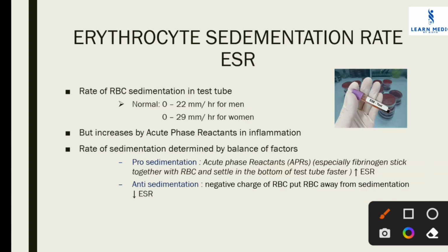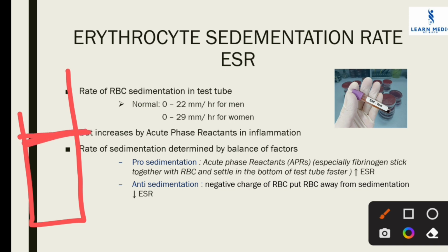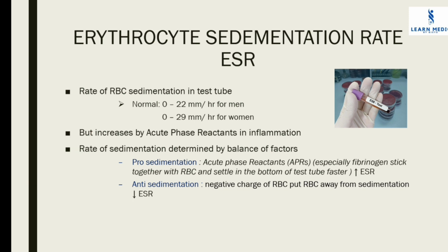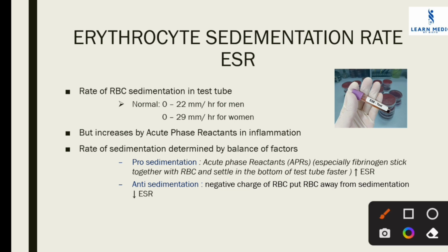The last thing we need to discuss in systemic inflammation is the erythrocyte sedimentation rate, or ESR. It is the rate at which RBCs sediment in a test tube. If we collect someone's blood in a test tube, it is the time taken for all the RBCs present in the test tube to settle at the bottom. That is the erythrocyte sedimentation rate, or ESR. Normally, for men we have 0 to 22 mm per hour. For women we have 0 to 29 mm per hour. But it is increased by acute phase reactants in inflammation, meaning that any inflammation is occurring.